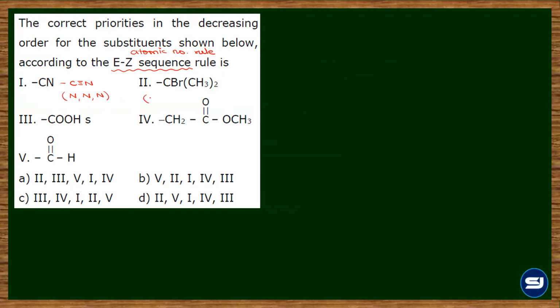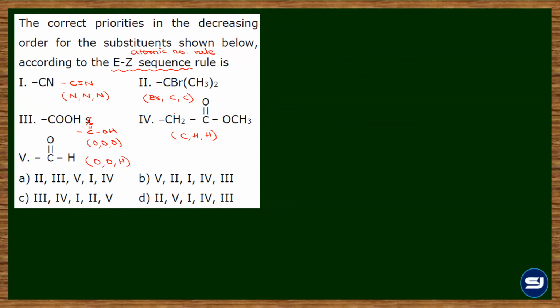The second case, where the carbon is attached to bromine and 2 methyl groups, will have a set of Br and 2 carbon. Then the carboxylic acid is C double bond O, OH. So the set will be double O with single O, meaning a triple O set. The fourth set will be carbon connected to carbon and two hydrogens, so in decreasing order of atomic number, C, H, H. For aldehyde, double O with an H.